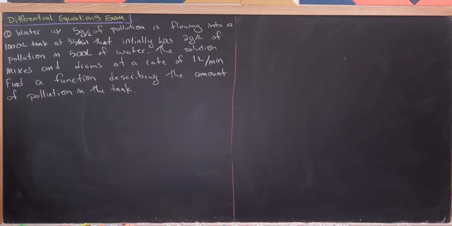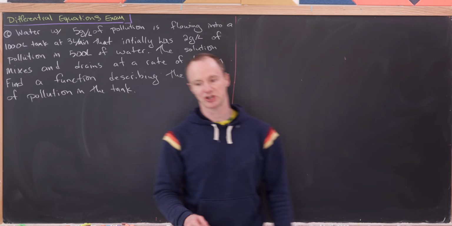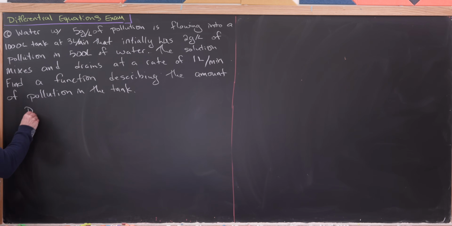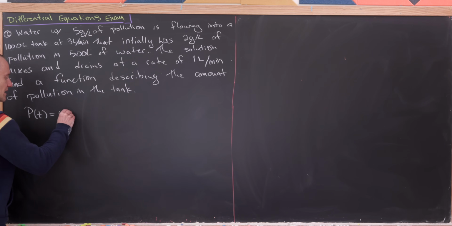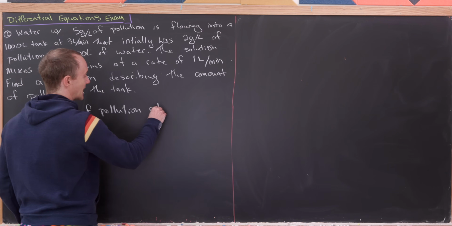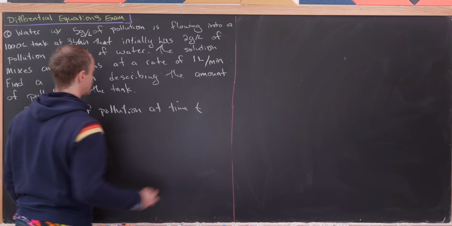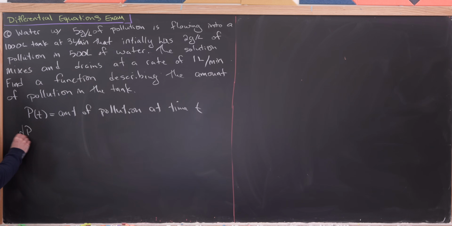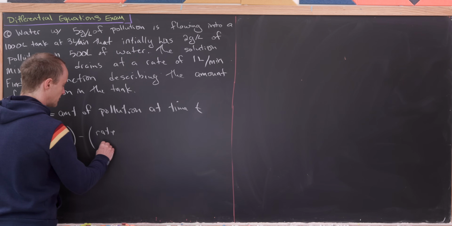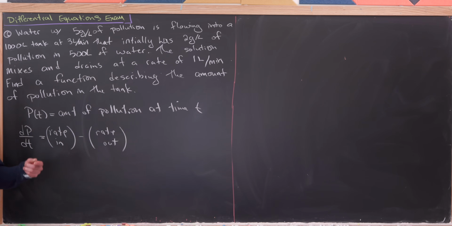Our goal is to find a function describing the amount of pollution in the tank. We're going to start with a word equation. So let's let P of t equal the amount of pollution in the tank at time t. Now notice that dP/dt, or P prime if you will, is going to be the rate of the pollution flowing in minus the rate of the pollution flowing out. Those are the only two ways that this can change in this scenario.